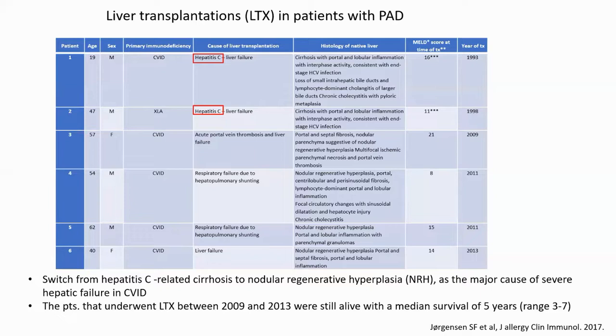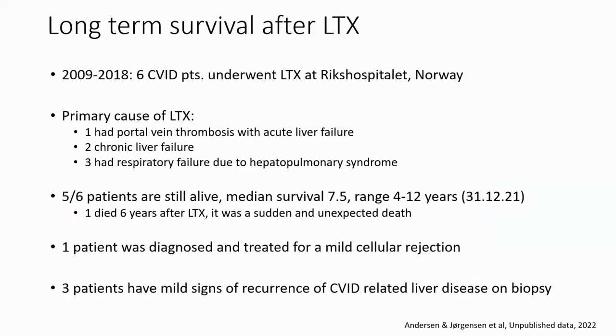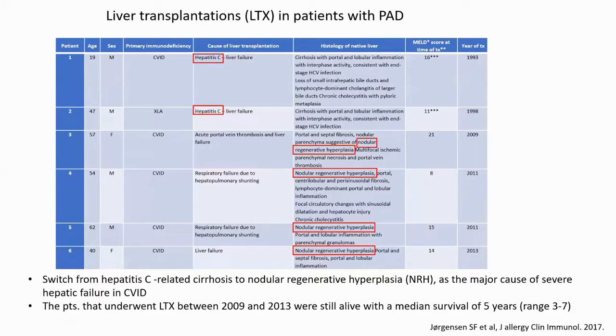But as you can see here, next slide. Next slide, please. The nodule, can you go back, please, Neil? Thank you. There's a switch from the major cause of severe liver disease in CVID from hepatitis C to NRH. And this is important when you look at all the studies and outcome.